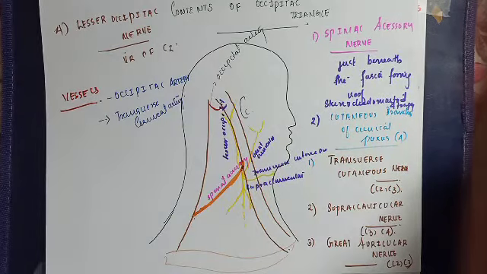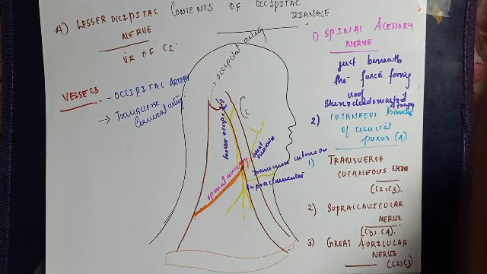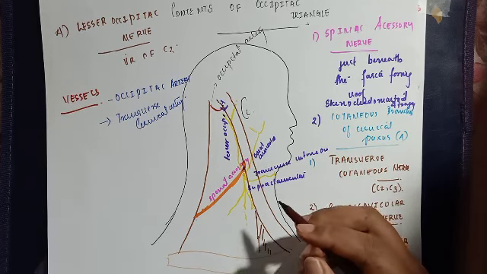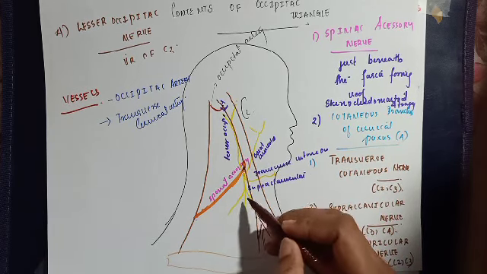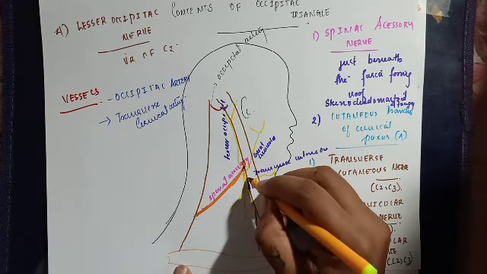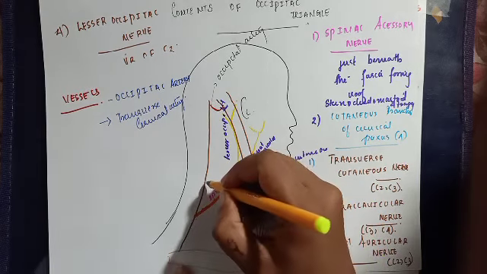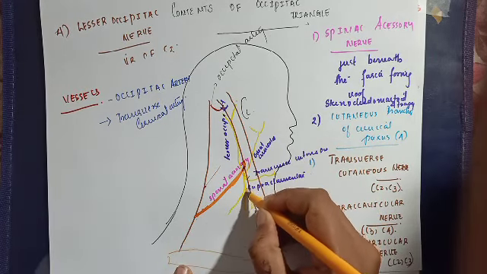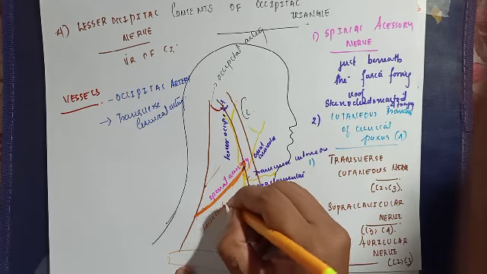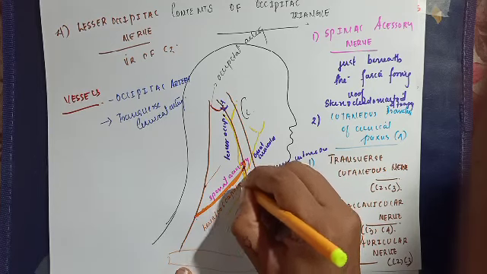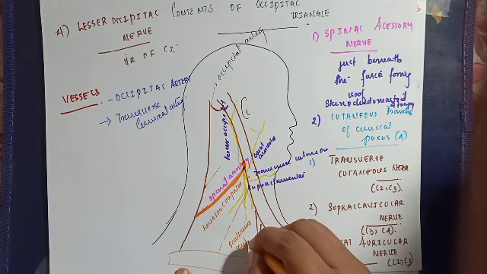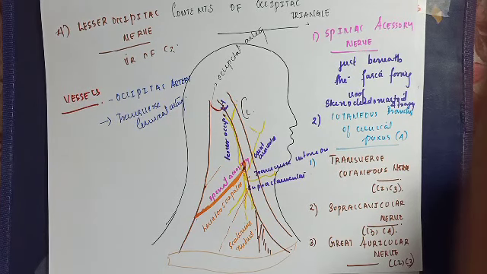So to know the course of this transverse cervical artery, you should see that there is one muscle here, that is the scalenus anterior muscle, and there is another important muscle here which is forming the floor of this triangle, that is the levator scapulae and also the scalenus medius. So remember these two muscles, and now we'll see the course of this transverse cervical artery.